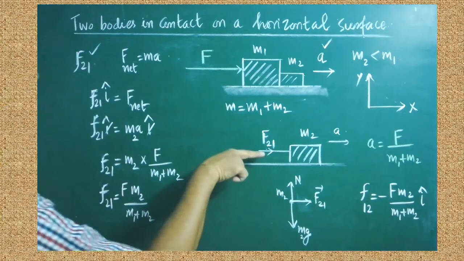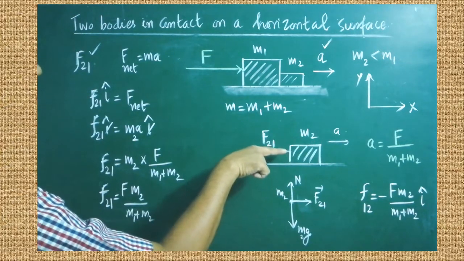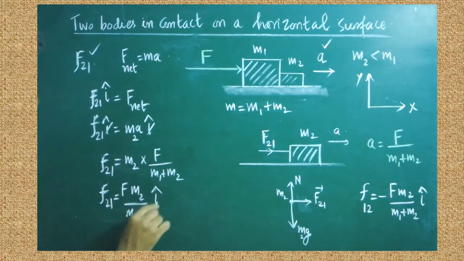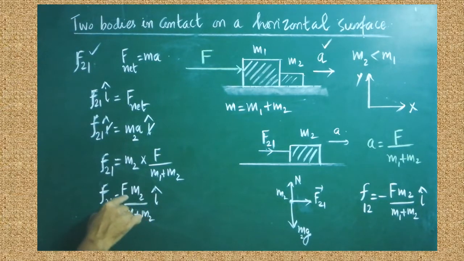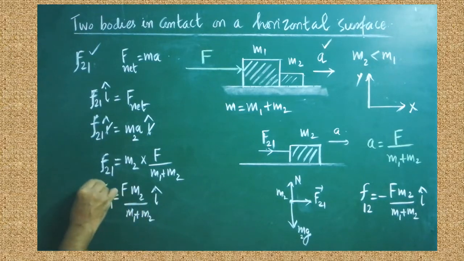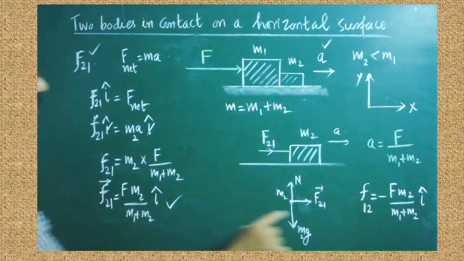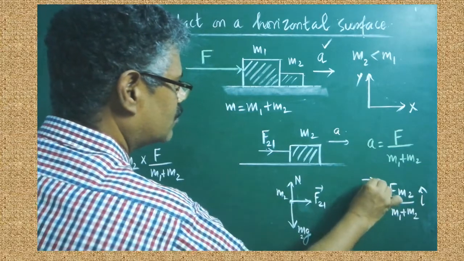Tell me in which direction that F21 is acting. It is acting along the positive x direction. So finally we can represent the direction with the help of the unit vector i cap. So F21 is equal to F m2 divided by m1 plus m2, times i cap. It is a vector, so finally we write the vector symbol here. This is the expression of F21, and this is the expression of F12.